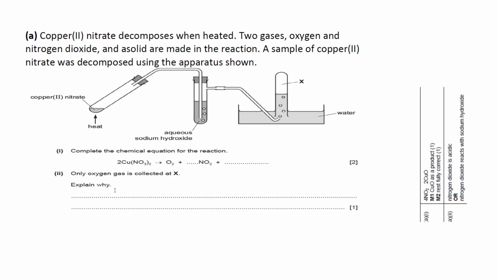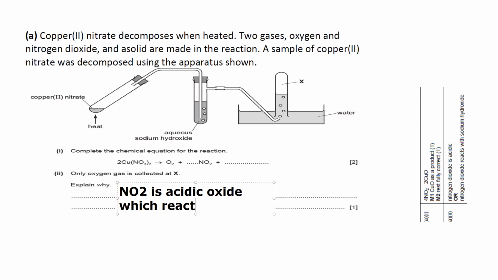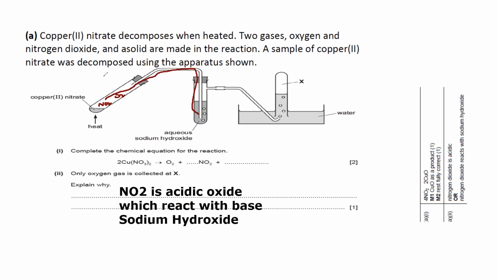So what is the reason why the gas collected at X is only oxygen? Because nitrogen dioxide is an acidic oxide, which reacts with a base or alkali, which is sodium hydroxide. The sodium hydroxide reacted with the acidic oxide, a non-metal oxide, and as a result, because two gases were there but only one of the gases is collected. Nitrogen dioxide and oxygen, but nitrogen dioxide vanishes here, while oxygen continues because oxygen is not an oxide of any acid, so it continues and we collect the oxygen at point X.